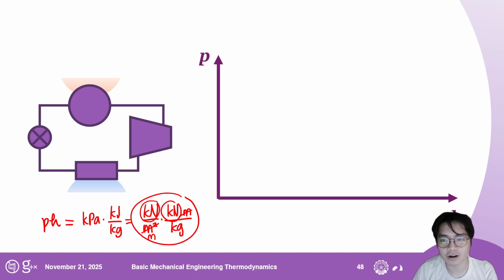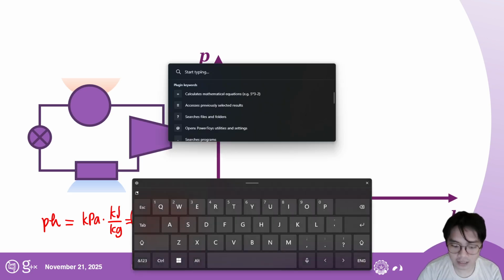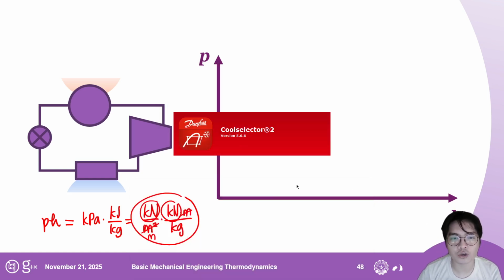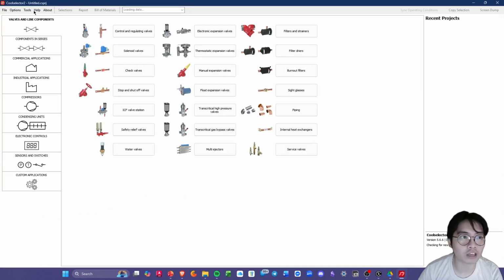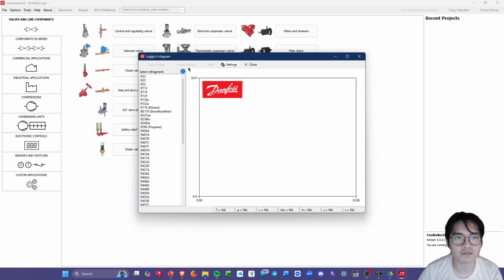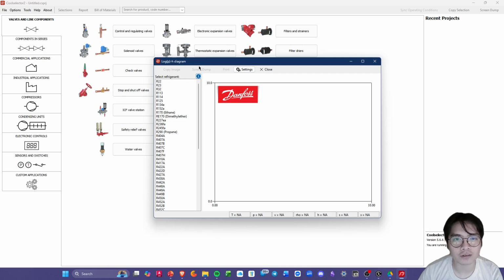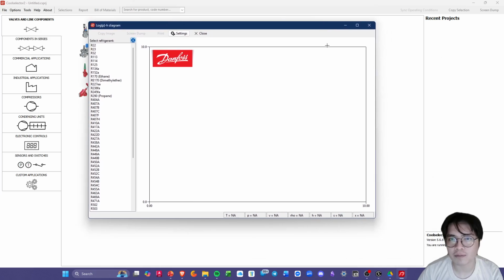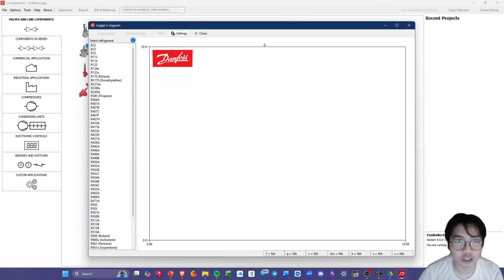What's important rather is the fact that for many refrigerants out there, you can already see an existing pH diagram wherein you can draw on the diagram, right? Say for example, we have here an app called the Cool Selector 2 by Danfoss, right? This is a company tackling the HVAC industry in general, right?